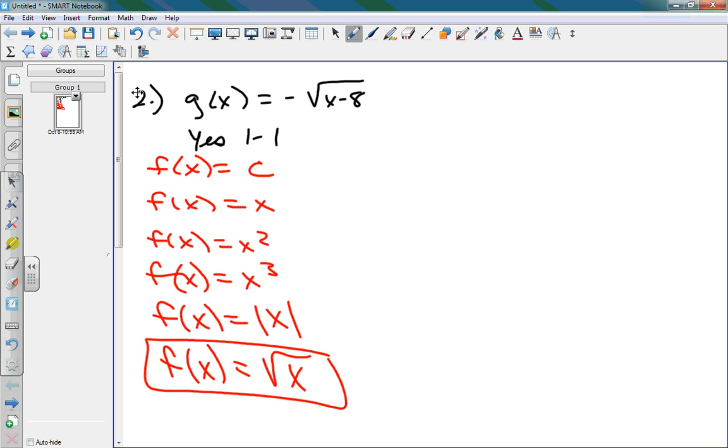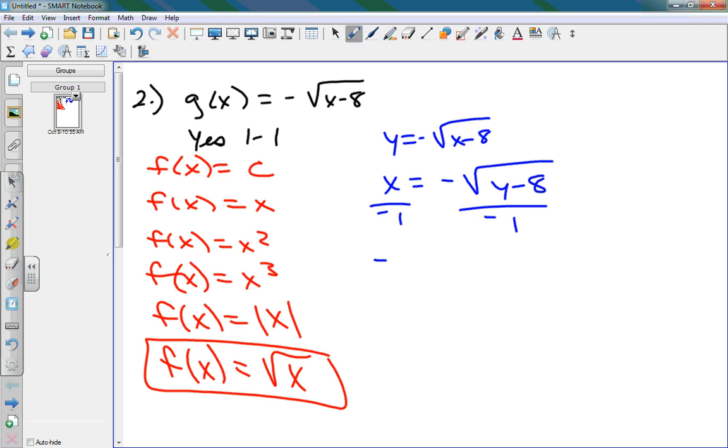Step 1: y is equal to negative square root of x minus 8. Swap x and y, so this is x is equal to negative square root of y minus 8. Solve for y. So what do we do? Divide by negative, right? So negative x is equal to the square root of y minus 8.